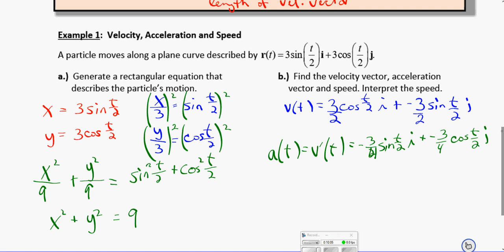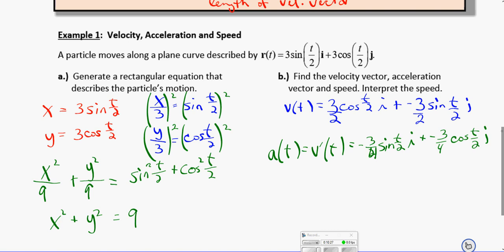So, velocity is still the derivative of position. I just have a horizontal component of the velocity and a vertical component. Acceleration is still the derivative of velocity. I just have to take the vertical and horizontal derivatives. Yay?